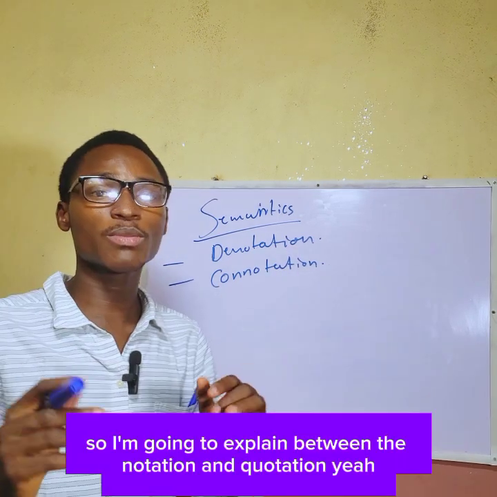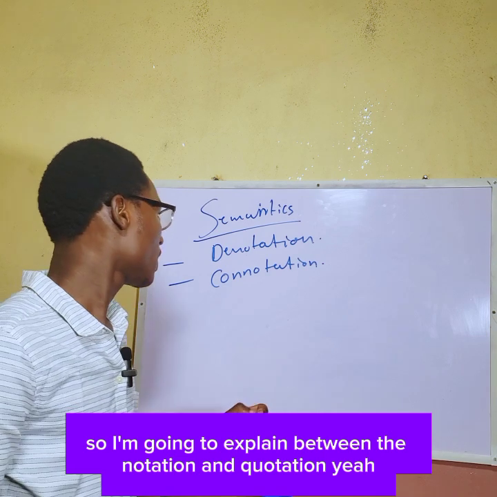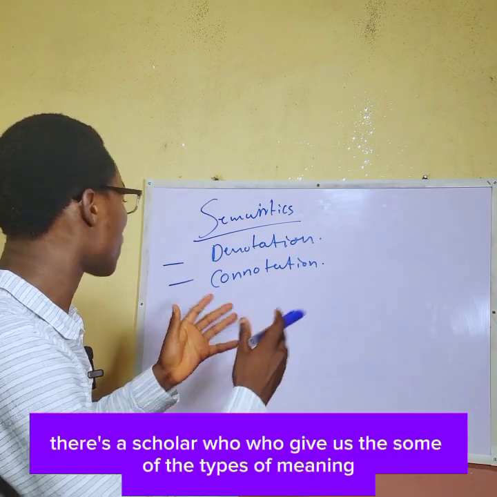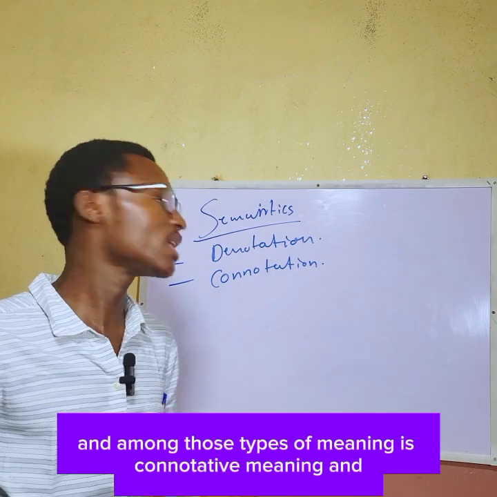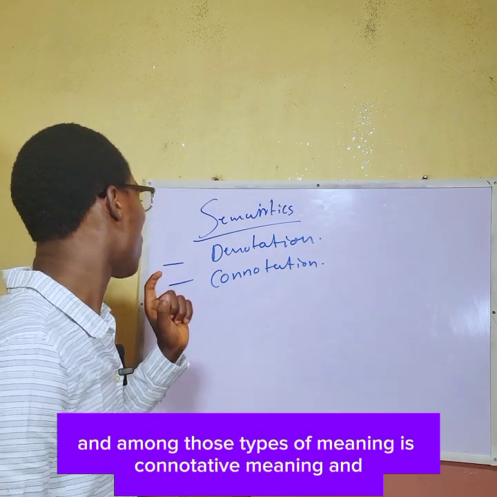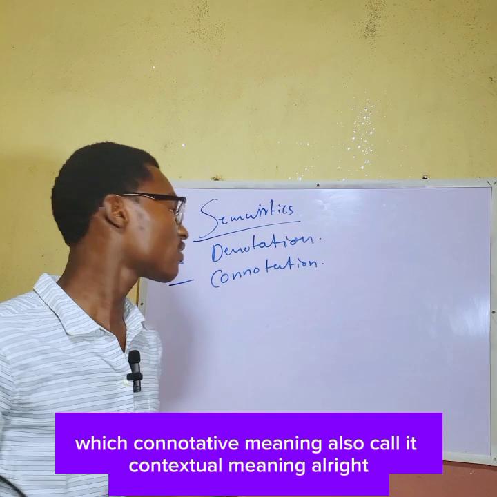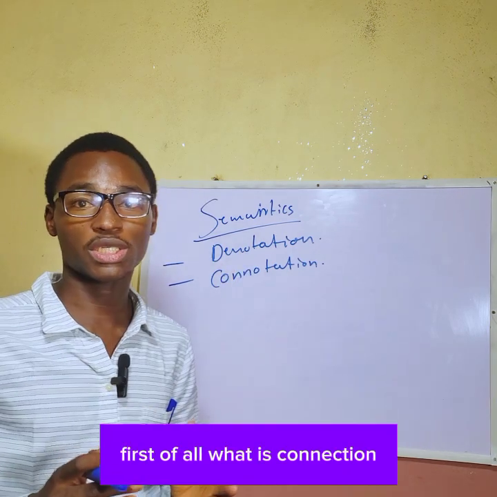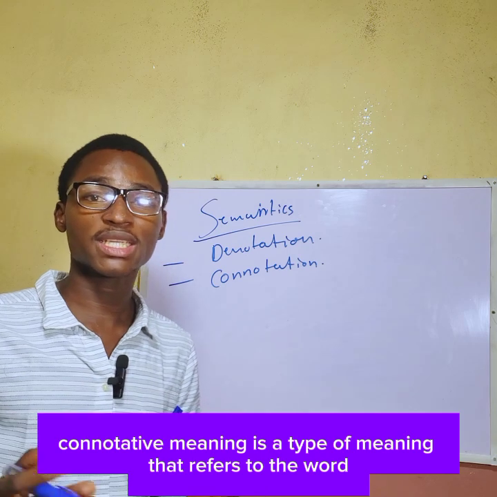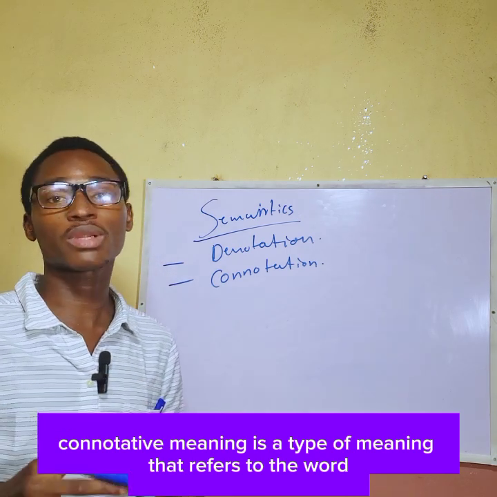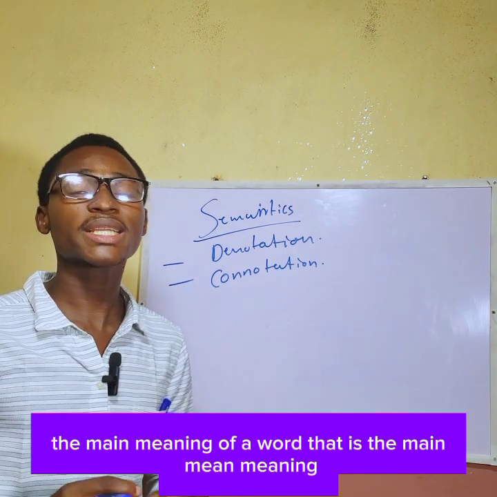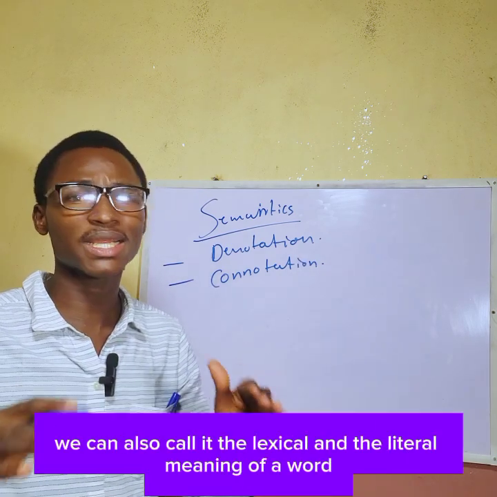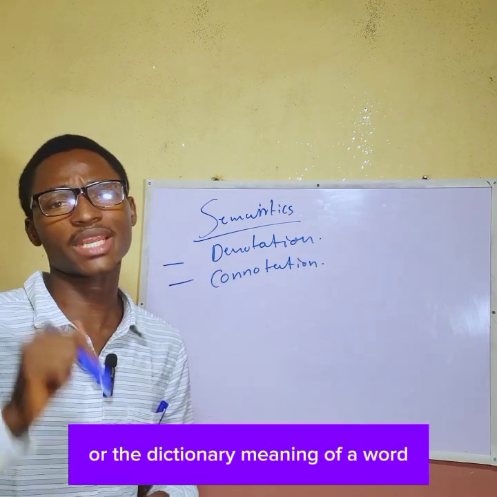So I'm going to explain the difference between denotation and connotation. There's a scholar who gave us some of the types of meaning, and among those types of meaning are connotative meaning and denotative meaning, which connotative meaning is also called contextual meaning. All right, first of all, what is denotation? Denotative meaning is a type of meaning that refers to the main meaning of a word, that is the main meaning of a word based on the utterances. We can also call it the literal meaning of a word, or the dictionary meaning of a word.